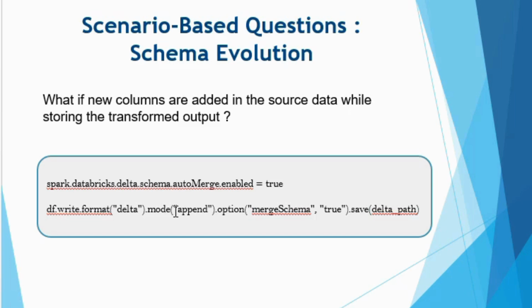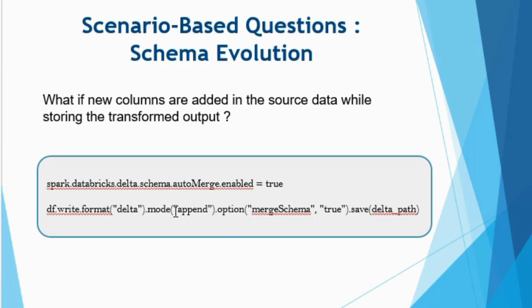Now at a later stage, suppose from the source there are a few columns added, like one or two columns. So here your data should be processed properly and you should store the data in a good manner. In that case, we as data engineers should know what the auto merge command is, right? So this auto merge or merge schema will help us to implement that.